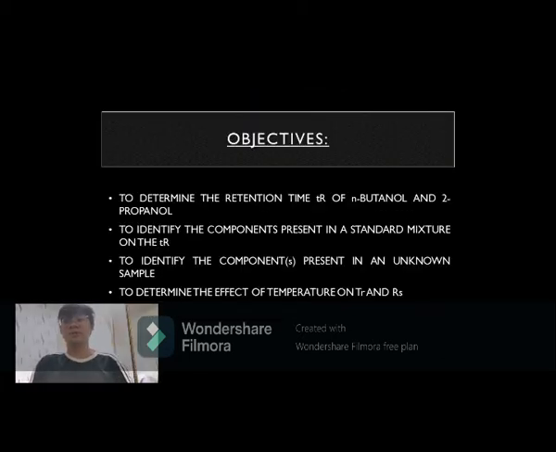For Experiment 5, which is the GC, the objective of this experiment is to determine the retention time (TR) of N-butanol and 2-propanol, to identify the components present in a standard mixture based on the TR, to identify the components present in an unknown sample, and lastly to determine the effect of temperature on TR and RS.